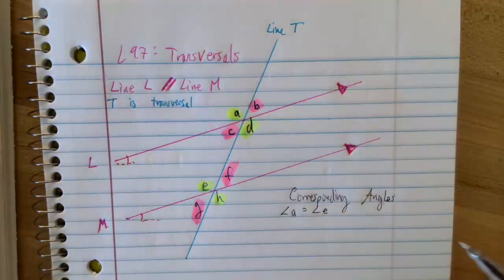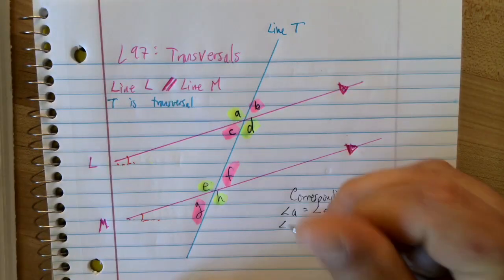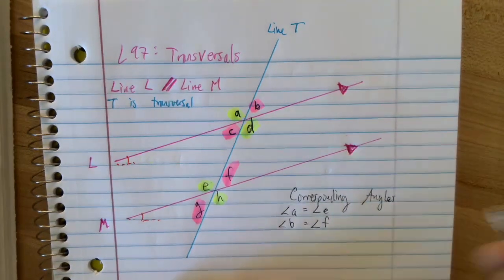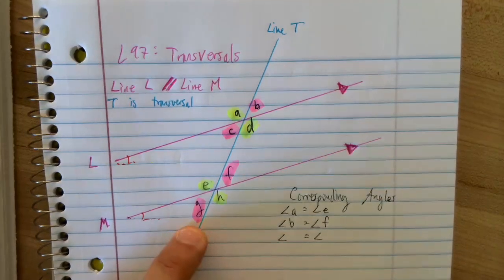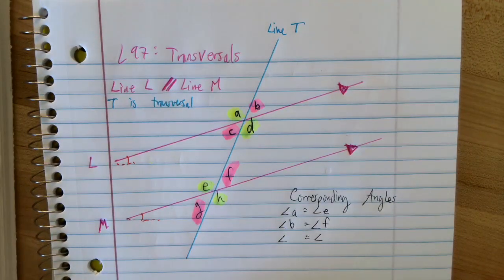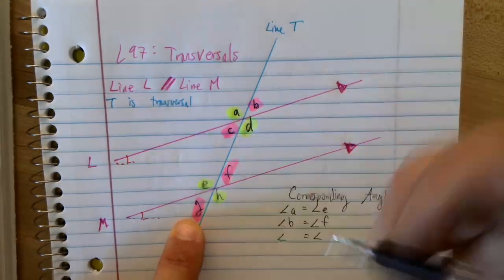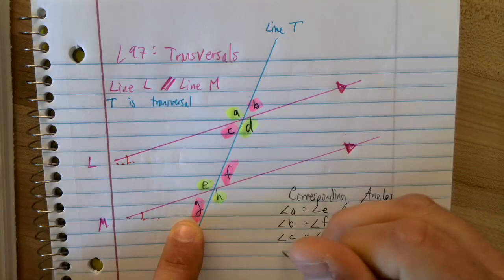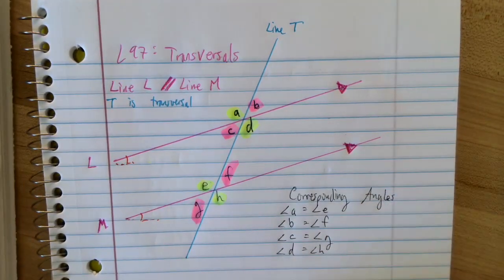There are 4 other pairs of corresponding angles. Can you give me one? B, F. G and what? What does G correspond with? D. No. Oh, wait. G is lower left. Wait. C is lower left. And then one more. D and H. Again, corresponding.